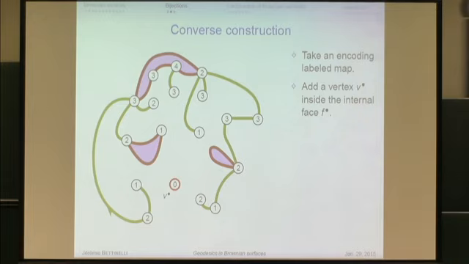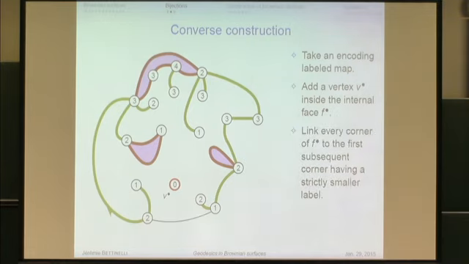You add a vertex inside the other face, v dot here, and then you follow the contour of the 1 face that is not a hole, and you connect every corner you visit to the following one with a strictly smaller label. So more precisely, if I'm here, I see a 2 here, so I will follow the contour of the face until I find a 2 minus 1, which is a 1, this one. And then I connect this corner with an extra edge. And I keep going. So here I see a 3, I'm looking for a 2.